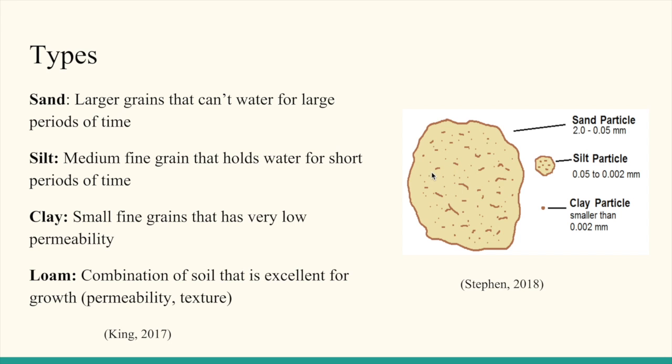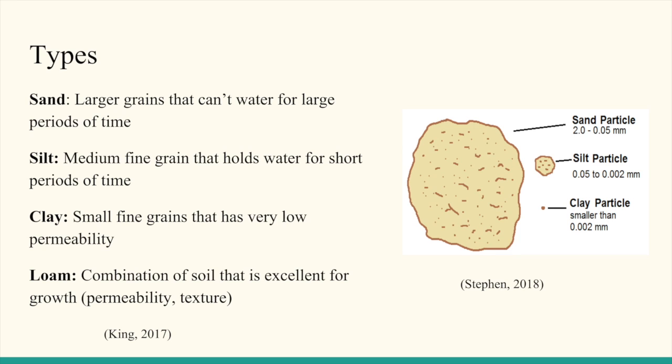This is determined by size, as you can see in this picture right here. This is a sand particle, this is a silt particle, and this is a clay particle. Sand contains larger grains that can't hold water for long periods of time because of its large size. Silt has medium fine grains and can hold water for some short periods of time, but not as well as clay, which has smaller fine grains, low permeability, and is very compact. Going back to silt, they're more so medium, right in the middle.